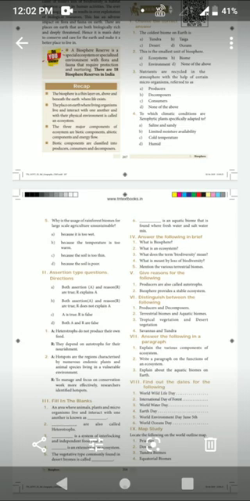Next, third question. What does the term biodiversity mean? This is also a very, very important question. What does the term biodiversity mean? Biodiversity or biological diversity refers to a wide variety of living organisms. Living organisms in the sense of plants, animals and other microorganisms, which live in a habitat.